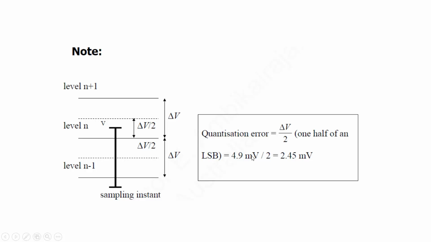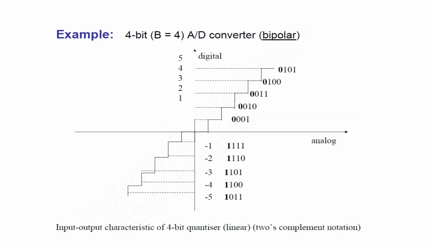Now let's say the step size between the two levels is 4.9 millivolts. I will explain how we have come to this 4.9 millivolts. But let's say the difference of the voltage between level n plus 1 and level n is 4.9 millivolts, then the quantization error can be delta V by 2, which is 2.45 millivolts. This can be specific to specific kinds of A to D converters. We'll look again into the detail later.